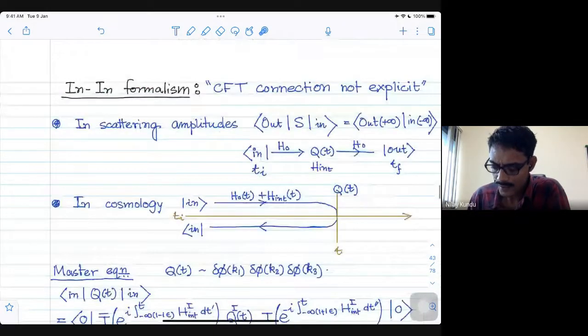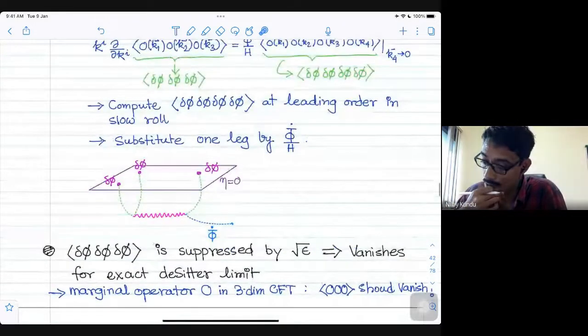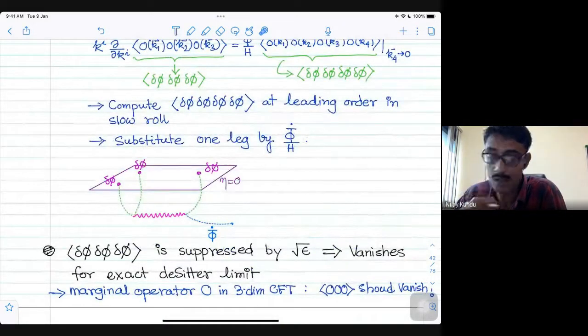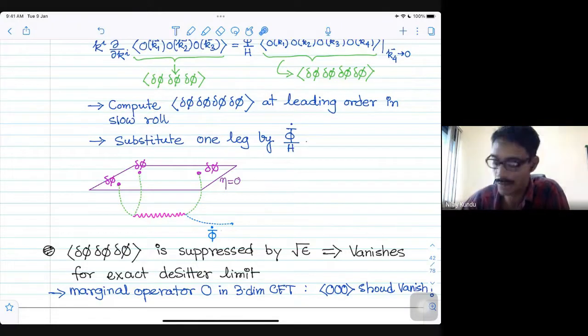Now this ends the wave function way of computing scalar correlation functions, and then maybe I will have 10 to 15 more minutes that I can talk about the alpha vacua. Okay, any questions so far?